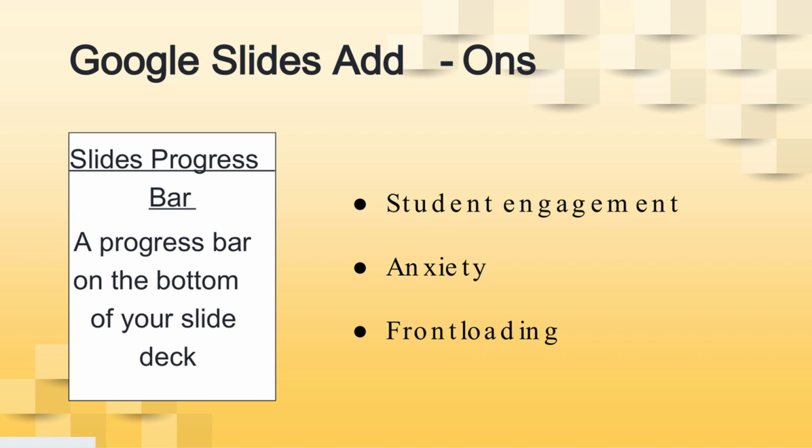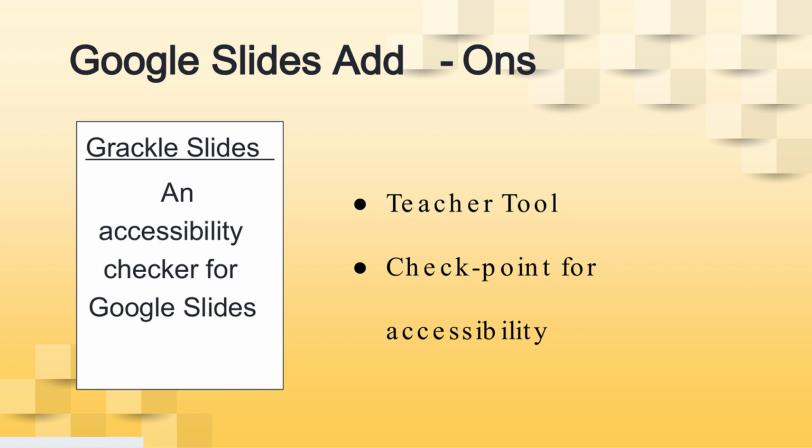Okay. The next one we're going to talk about is Grackle Slides. This one's kind of interesting. This is more of a teacher tool than it is for students. This is actually a checkpoint for accessibility. After you create your slide deck, you can run Grackle Slides, and it will remind you of things that you should be doing. Perhaps putting alt text behind an image, or making sure that the slide has a heading on it so that screen readers, if you're working with students with visual impairments or with reading deficits, will read it correctly. So this is a cool thing to run beforehand.